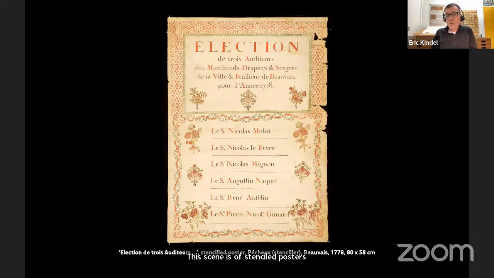Here's an early example of a poster from the 1770s made by a stenciler who was also making stenciled liturgical books at the cathedral at Beauvais. The poster, notably, is similar in size to a typical stenciled liturgical book page.